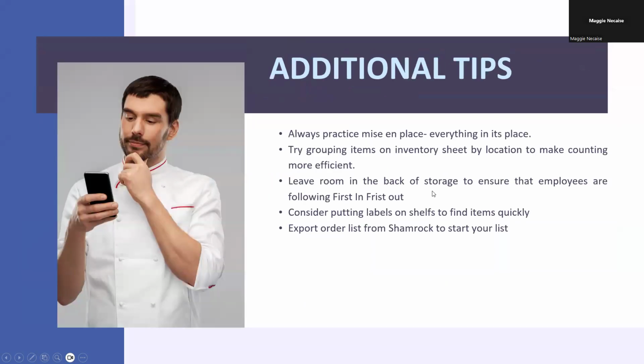Okay, some additional tips. Always practice mise en place, so everything in its place. I think that's a French term that they use in kitchens. That might make it easier to count everything on hand if you know where it is and everything is organized. You can try grouping items on the inventory sheet by location, so maybe doing dry storage first, then the freezer, then the fridge. Again, try to leave room in the back for storage. So when you're getting new product, you can follow first in, first out and put it behind the older product. You can consider putting labels on the shelves to find items more quickly. And if you're ordering from Shamrock, it might be easier to export that list so that you have something to start off of.